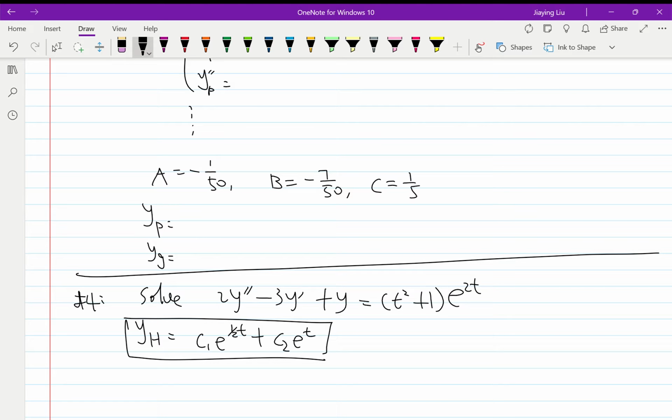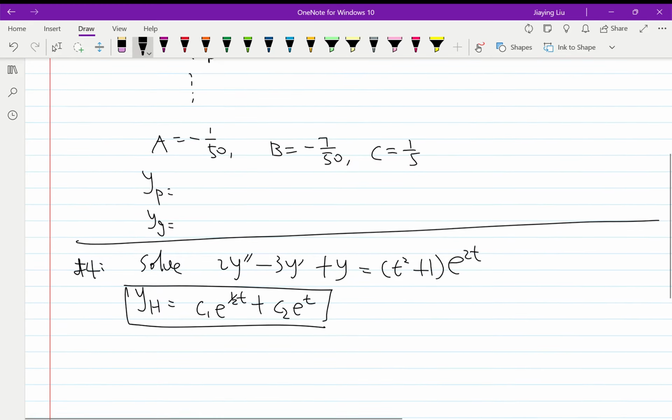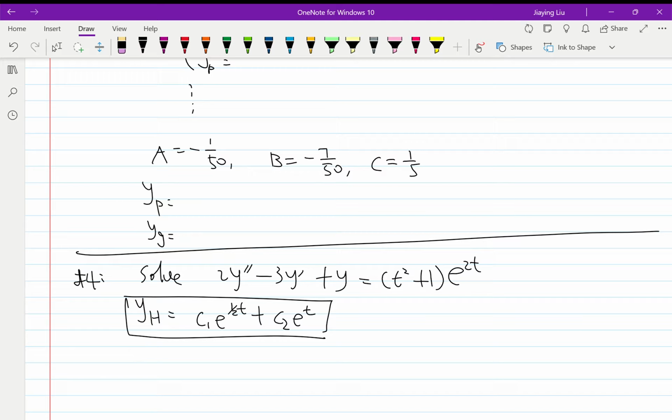Well, when you submit the homework, make sure you show the work to get the homogeneous solution. And then we have to guess the particular solution based on the function f of x, which is this part. And f of x is the product of two functions, right? If we cover e to the 2t, we get t squared plus 1. That's just like x squared plus 1, a quadratic function.